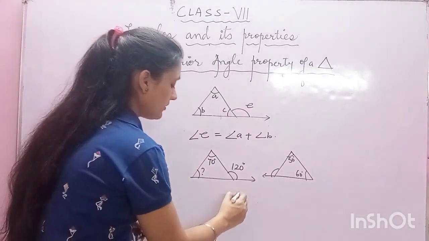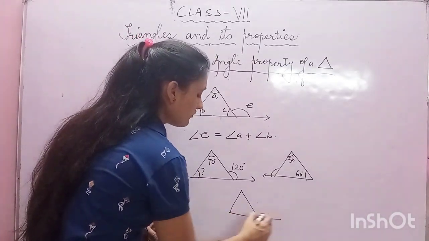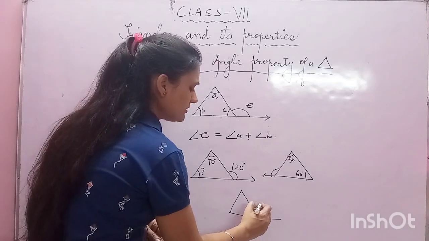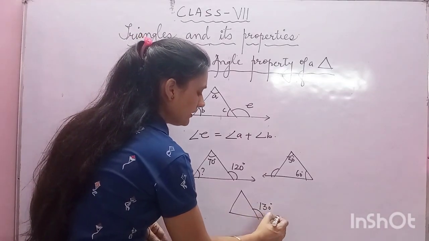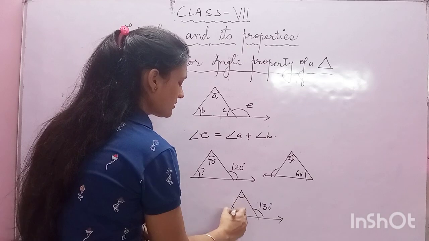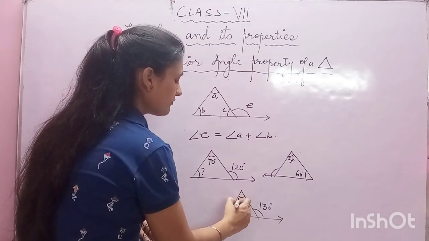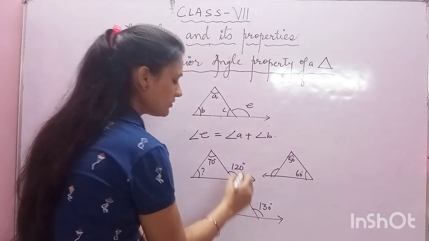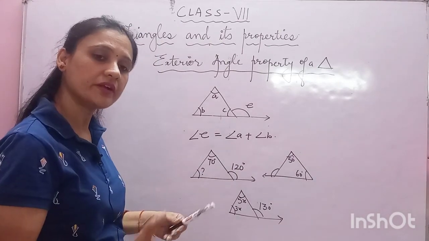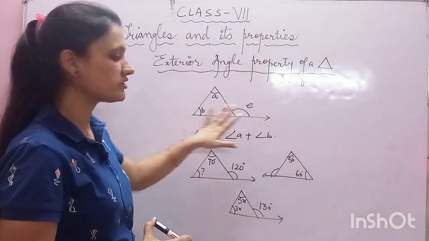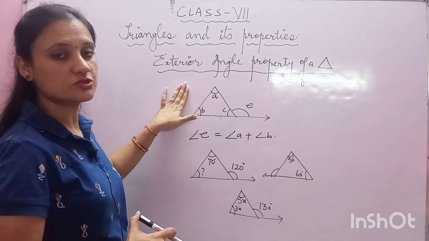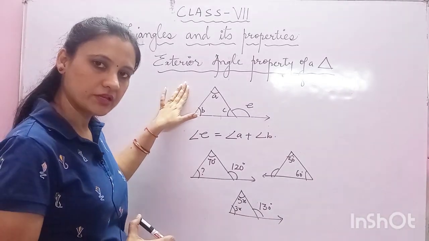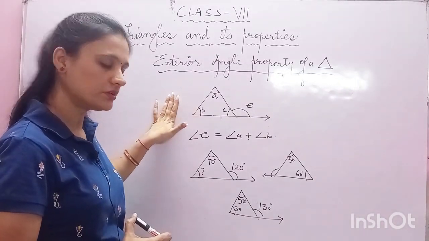Or the question may come like this. They'll give you the exterior angle, say 130 degrees, and for the interior angles they'll give you the ratio, right? We'll take it as x and we can find it out. So these are the questions which can come on the basis of this exterior angle property. I hope you understood, right?